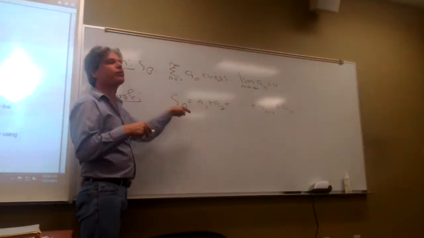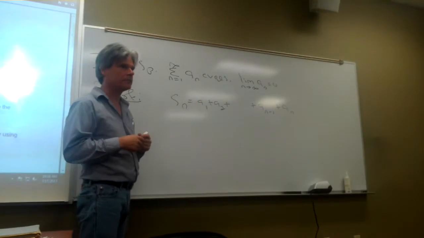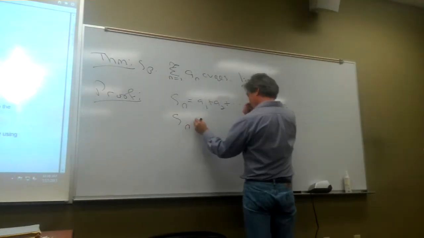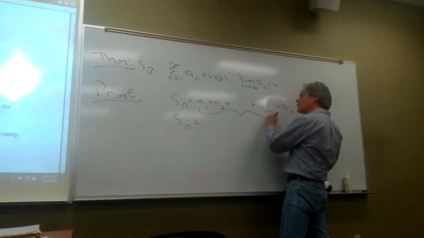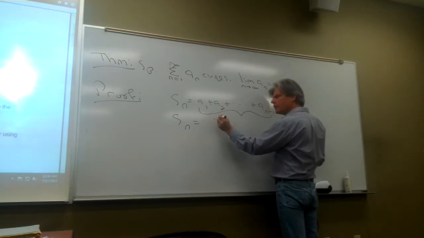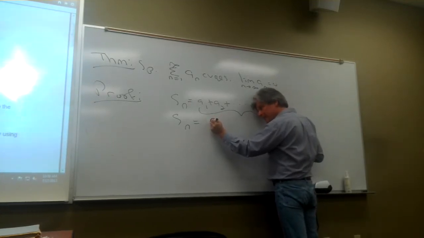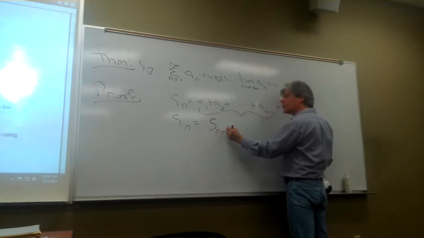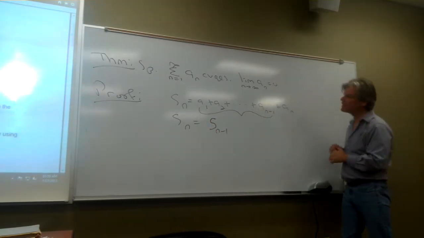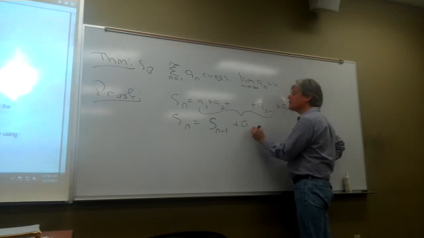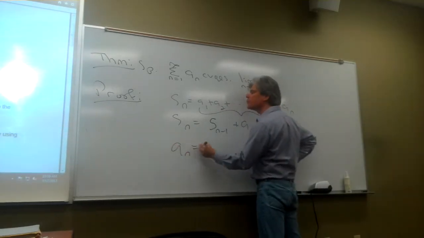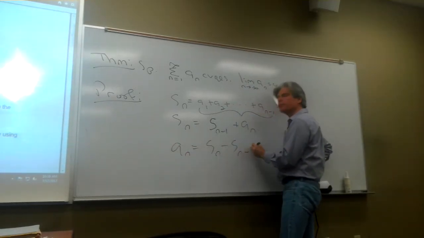Maybe it's not an infinite series. Now I just got the nth term of the sequence of partial sums. I stopped at a sub n. Do you think I can rewrite it this way? What would the name of that be? It would be S sub that last one, plus my a sub n. Or shall I say a sub n can be interpreted as S sub n minus S sub n minus 1.